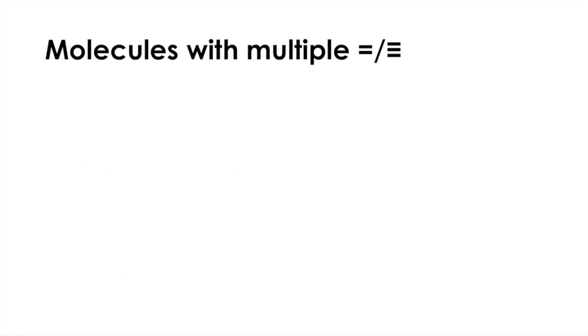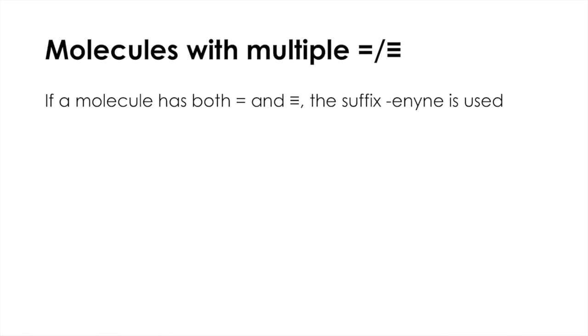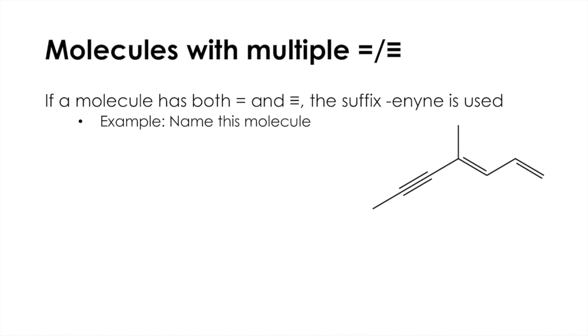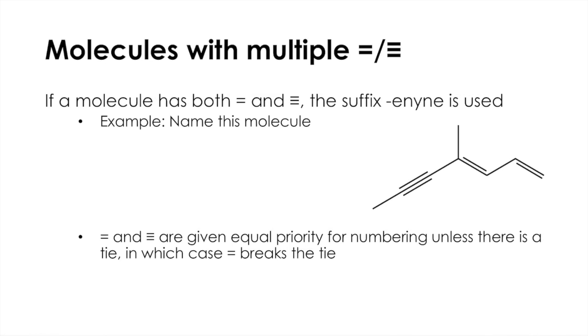Now what if we have a mixture of double and triple bonds? Then we call it an enyne, basically combining ene and yne together. And so here's a good example. We've got double and triple bonds. How do we number it? Well, do triple bonds take precedent over double bonds, or double bonds over triple bonds? That would determine whether or not we start from the left or the right. We actually give equal priority to double and triple bonds unless there's a tie. In that case, double bond takes priority over triple. So in this case, we start on the right because that double bond can be on 1.